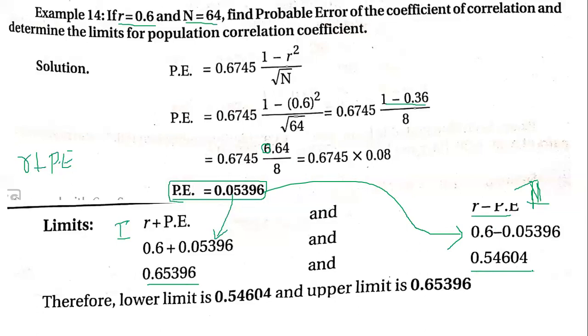Which means any other value which I calculate from the same data. Here I already calculated from the data and found r. My data consisted of 64 numbers. Now if I find any other r value from the same data, the answer will be between 0.54604 and 0.65396. It has to be between these two numbers only. So that is where I am adding up the error.